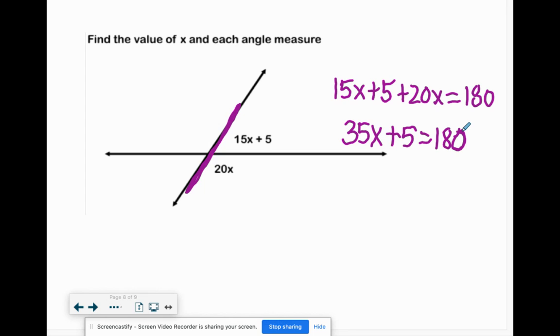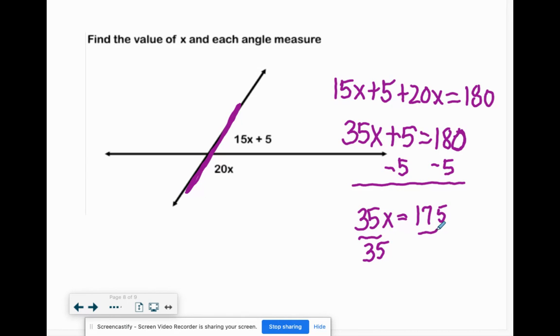Now what should we do? Minus 5. So 35x equals 175. And we divide out. Hopefully we get a whole number. I don't remember. 5. Perfect.